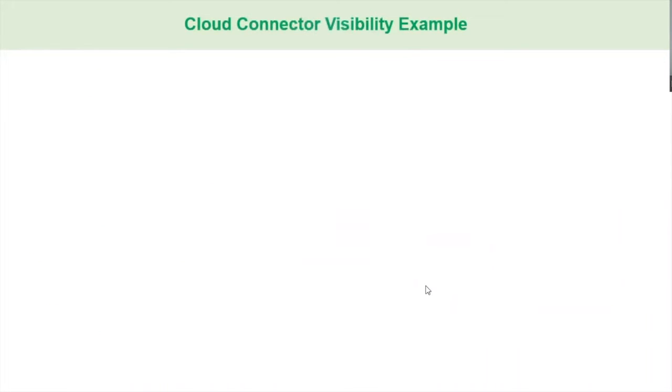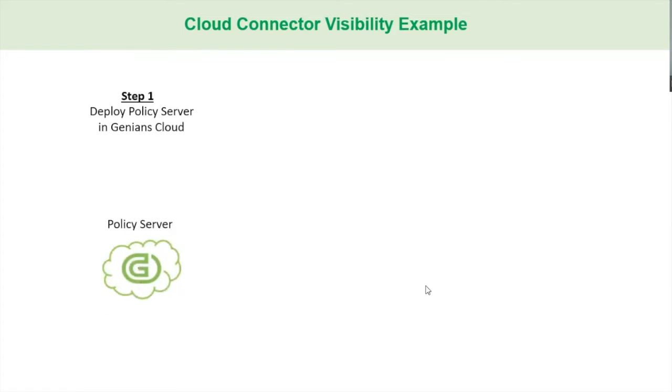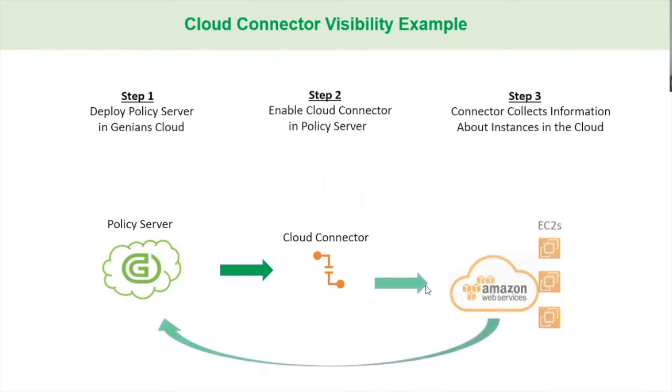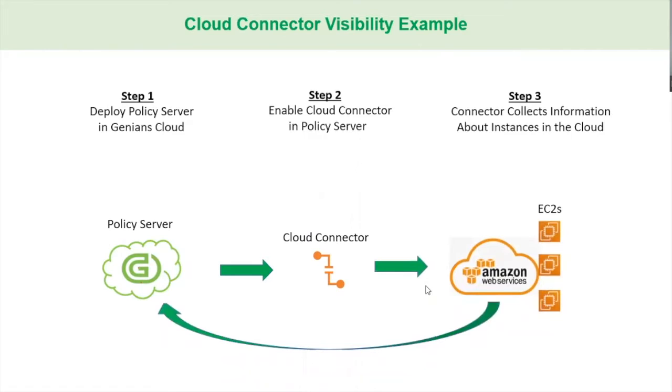So we'll take a look at our first visibility example here. So here you pick where to deploy your policy server. In this case, we'll use the Genian's cloud as an example. Then you're going to actually enable the cloud connector inside of Genian's for your specific cloud provider. And then what happens is the connector will make the connection to the actual cloud service provider, and will report back information about all those devices, all the nodes rather, that are enabled in the cloud.